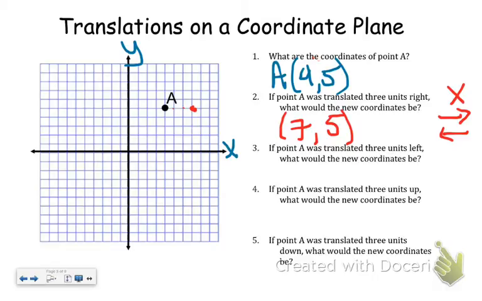Similarly, in number 3, if point A was translated 3 units to the left, what would the new coordinates be? If we are moving to the left, we are decreasing our x value. So its new location is now at 1, 5. Or another way to look at it is that we are subtracting 3, since we're moving to the left, from our x value.